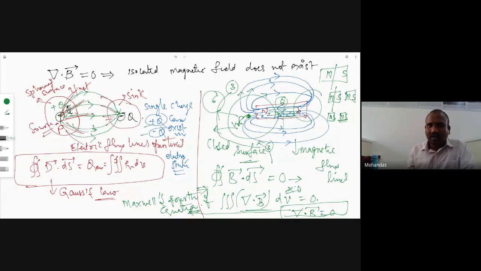That means isolated magnetic poles do not exist. That is the reason. The same concept is conveyed by the Maxwell equation known as divergence of B equal to 0. So this is the fourth Maxwell equation. I already derived these equations in yesterday's class.